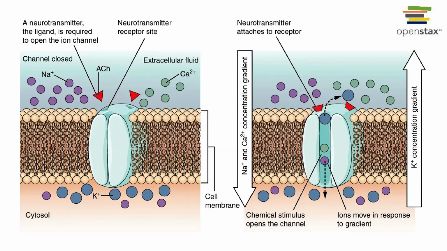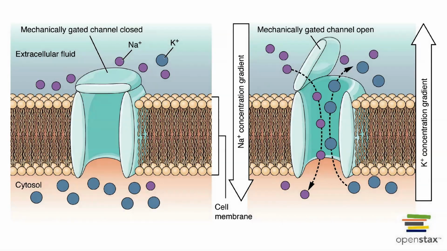The neurotransmitter is the ligand that binds to the receptor and stimulates opening of the channel. Mechanically gated ion channels are found in sensory receptors. These ion channels produce graded potentials when they open in response to a mechanical stimulus such as pressure or vibration.